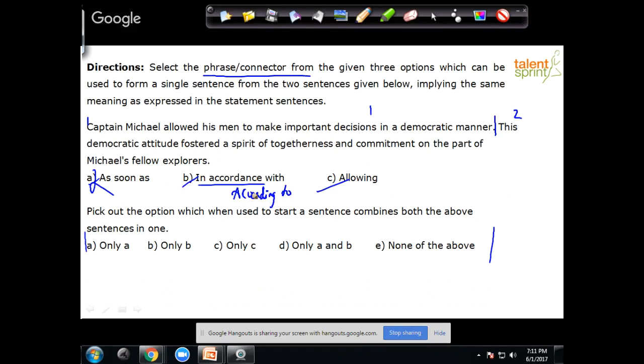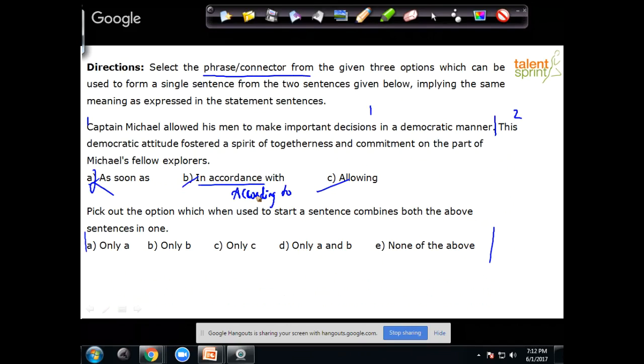Something that is supposed to happen, right? According to something that happened. So that according to itself doesn't make sense, Roshni, in the given context, because we are talking about this person giving permission for his men to make important decisions in a certain manner has instilled something in them, right? So where will I fit according to or in accordance with in the given context?